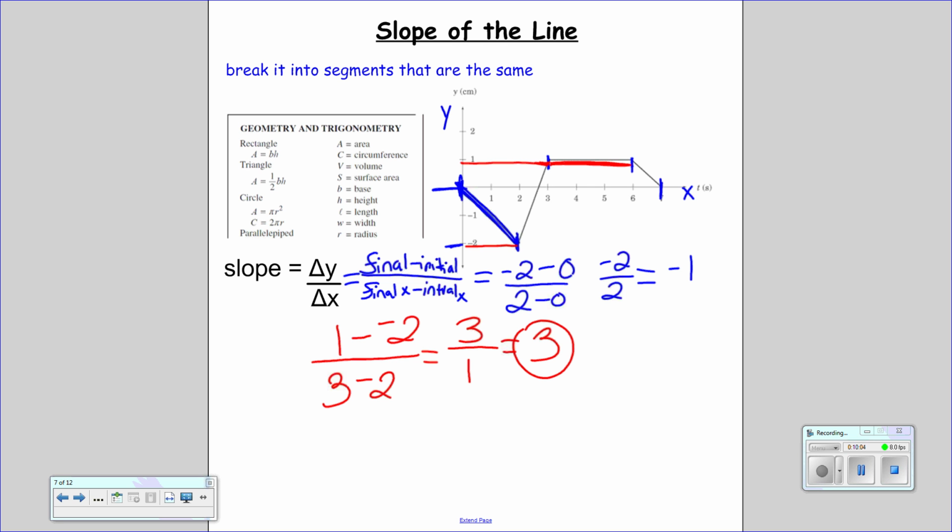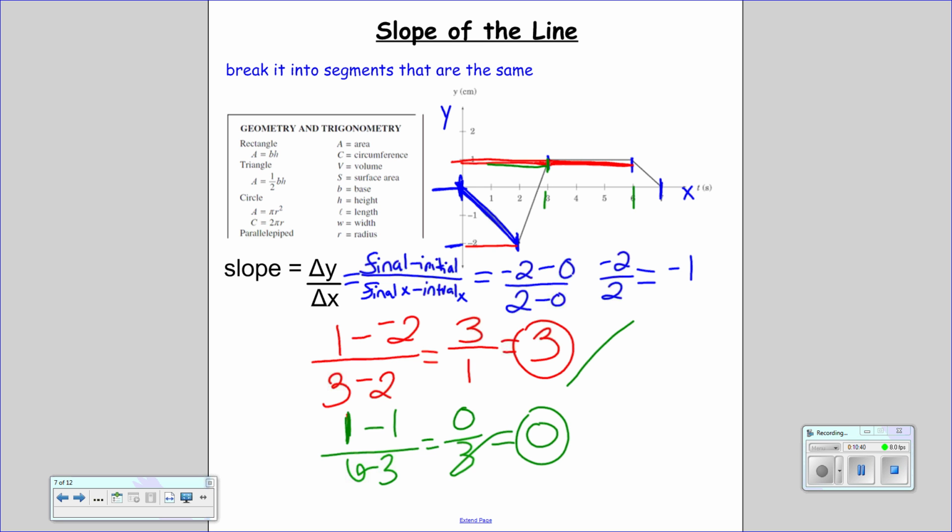Now from 3 to 6, final position. It ended at 1. All right, let's do that in a different color. It ended at 1. It started at 1. So it's 1 minus 1. So I can already tell you it's 0. My change in time was from 6 to 3. So that would be 6 minus 3. So that's 0 over 3, which equals 0. So the slope of a flat line is 0. The slope of a line heading up is positive, and the slope of a line heading down is negative. Okay? I'm not going to do the third one. If we did number 1, or the first section, you can do the second.